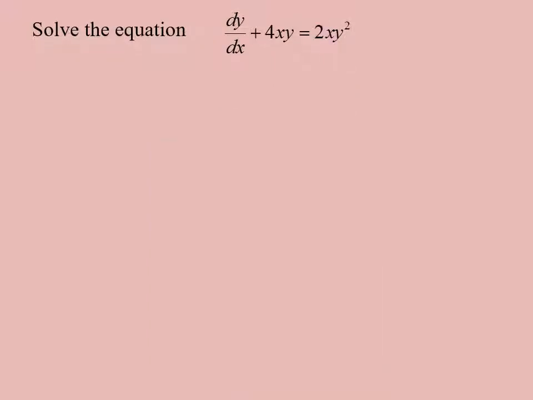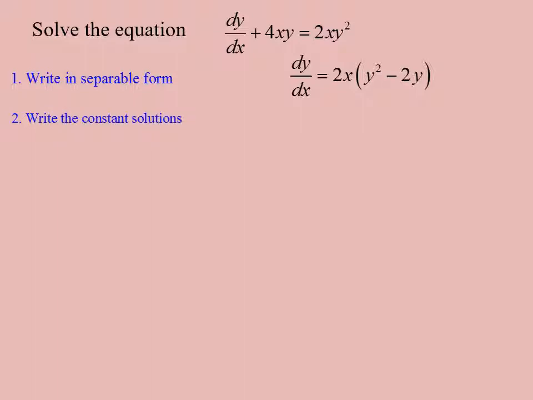Let's try our technique on this one. So we move the 4xy to the other side, factor. Now this time, when we take the y squared minus 2y and set it equal to 0, we actually get two constant solutions. And we'll worry about those later. We just need to recognize that there are some. And let's go on about our process.